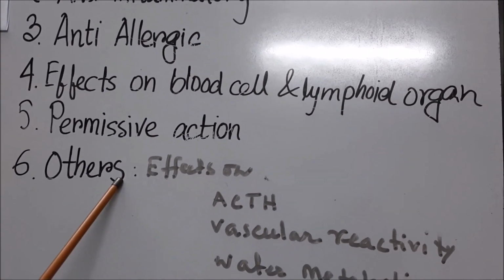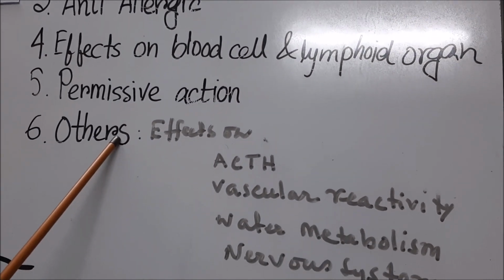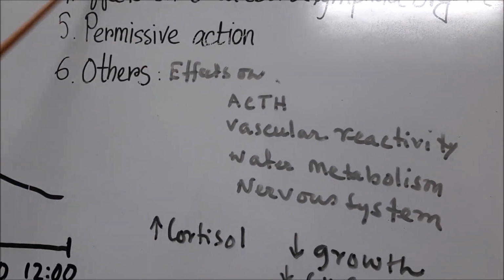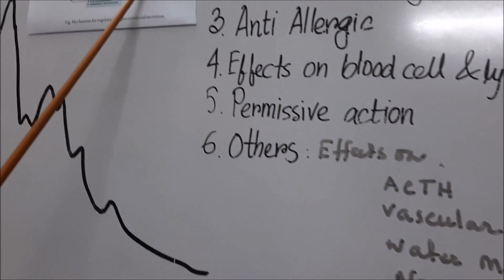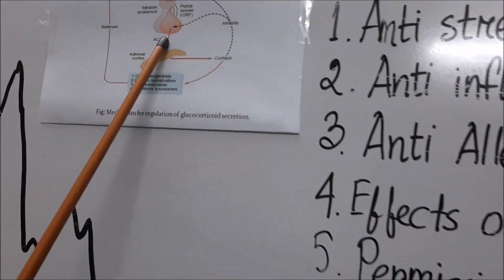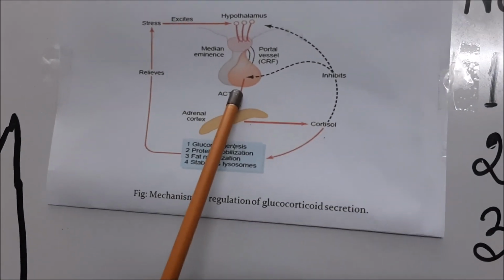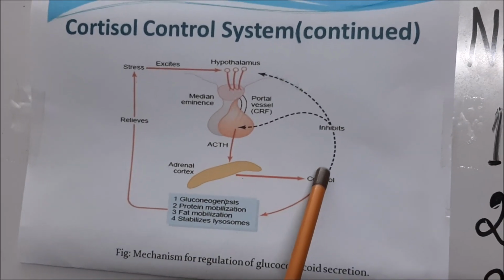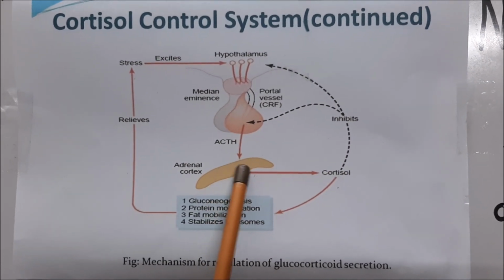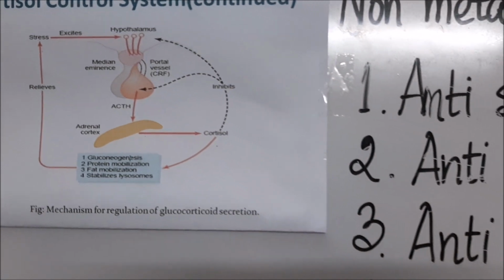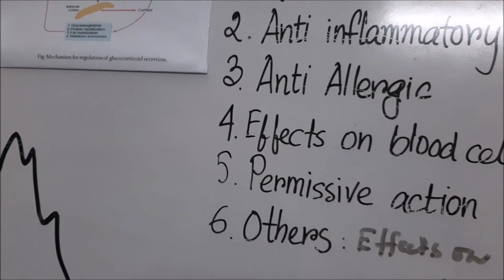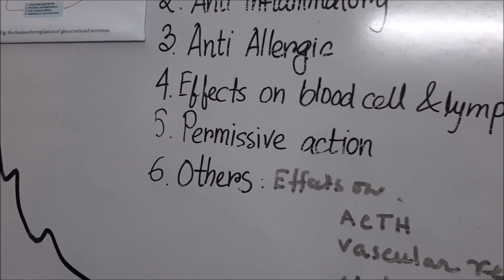Sixth is others. Cortisol has other effects on ACTH: when the cortisol level increases, by negative feedback it will inhibit the release and secretion of ACTH. Increased cortisol, decreased secretion of ACTH. Now come to vascular reactivity. Cortisol maintains the vascular reactivity.